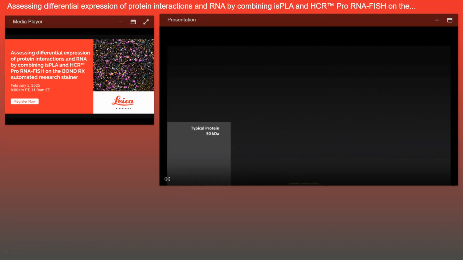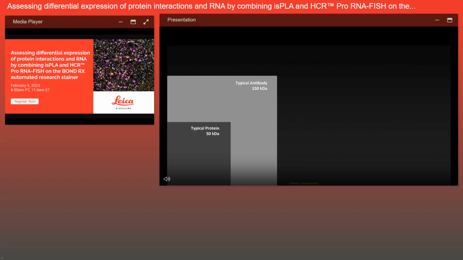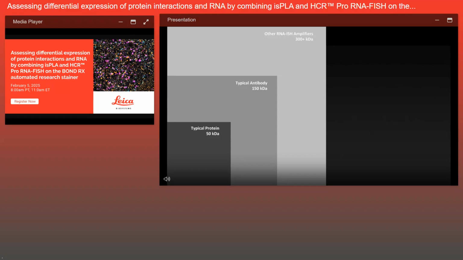So something that we like to highlight are the relative sizes of the various molecules in your sample. These boxes are drawn to scale. On average, your typical protein will be about 50 kilodaltons or so. Your typical antibody about 150. And where this is important is if you look at other RNA-ISH amplifiers in use with other techniques out there, these strands are actually quite large, on the order of 300 or more kilodaltons. And it's because of this that they require enzyme digestion and protease treatment to otherwise break up your sample and allow permeabilization of those reagents.